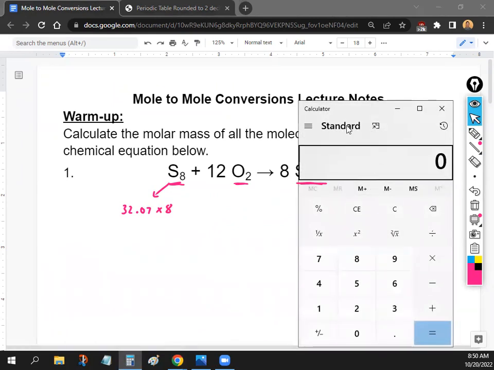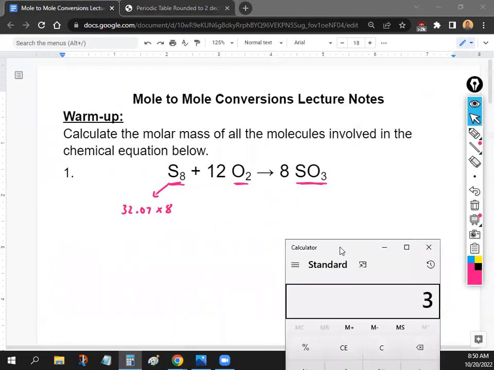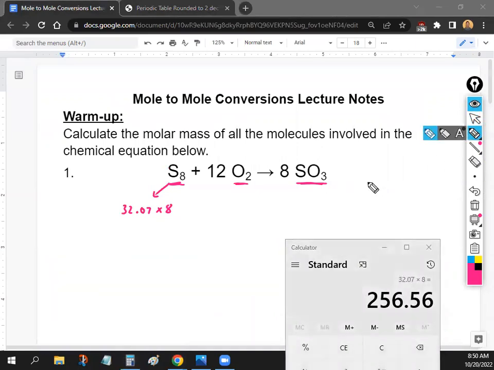So all you got to do is pull out your calculator, do 32.07 times 8, and that will give you 256.56. So S8 has a molar mass of 256.56. And remember, you have to write it as a fraction, so it's going to be grams over 1 mole. So 1 mole of S8. So this will be the molar mass of that compound.